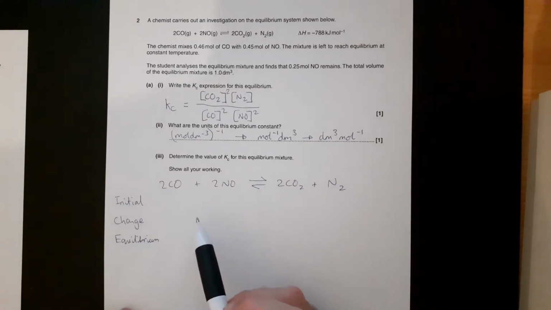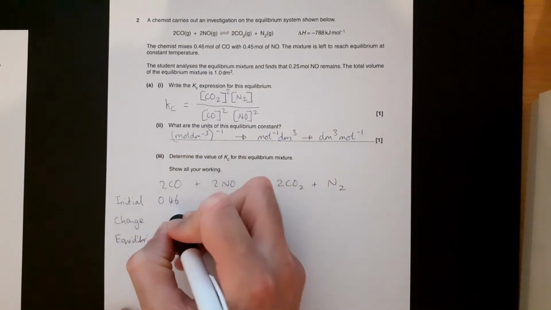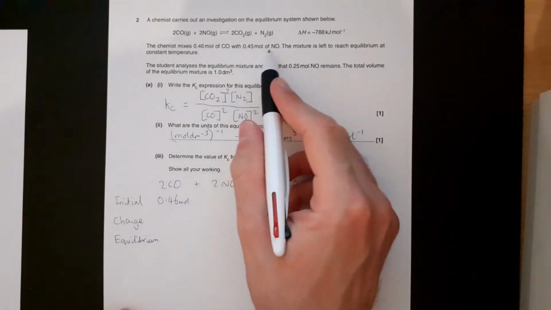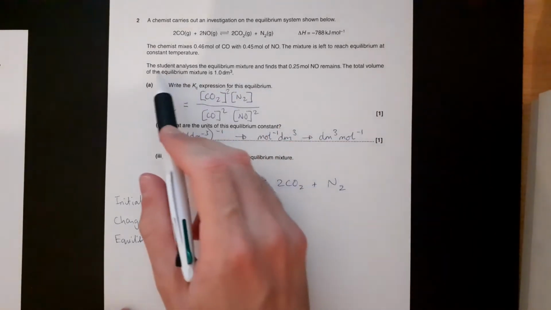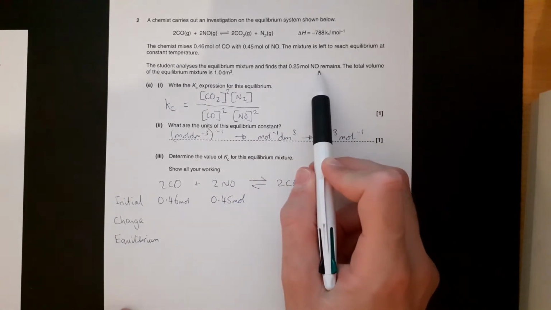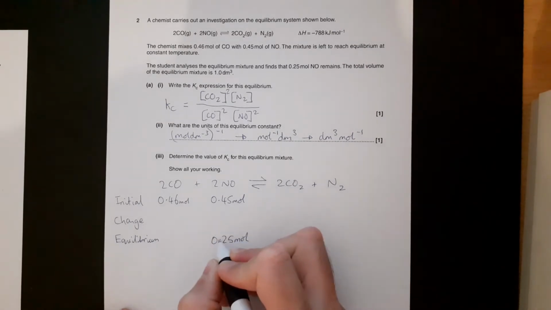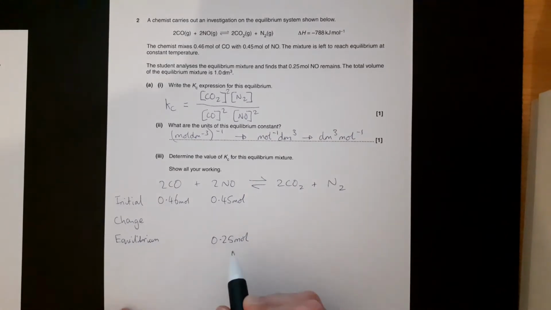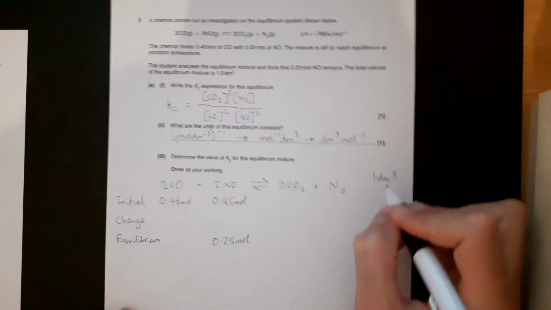Okay, what information do we have from the question? It says we've mixed 0.46 moles of CO, so that's how much we had at the start, with 0.45 moles of the NO. The mixture is left to reach equilibrium. They analyse the equilibrium mixture and find that 0.25 moles of NO remains. So when it's come to equilibrium, we've got 0.25 moles of NO left. Just be really careful that you add these numbers in the correct places. If I put this here, for example, it's going to mess things up later on. The total volume is 1 decimeter cubed. That's going to make things nice and easy later on.